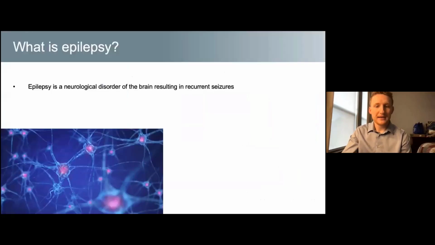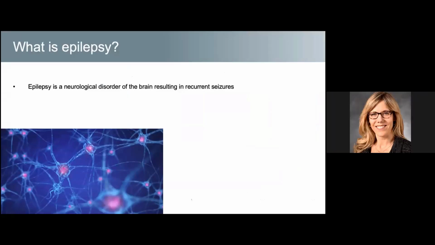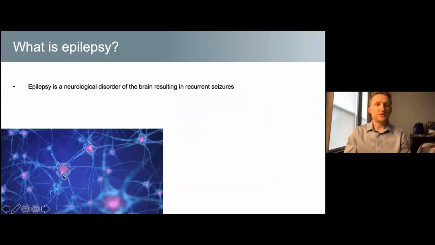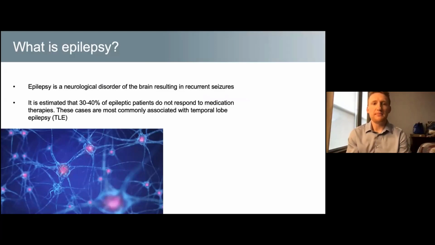Off with a little bit of background: what is epilepsy? Epilepsy is a neurological disorder which affects the neurons, which are the functional cells of the brain. And it results in recurrent seizures, which are disruption of motor control, altered behaviors, or altered states of consciousness, or any combination of those. And it's estimated that 30 to 40% of epileptic patients don't respond to medication therapies and are then termed drug resistant. And these cases are most commonly associated with the temporal lobe.